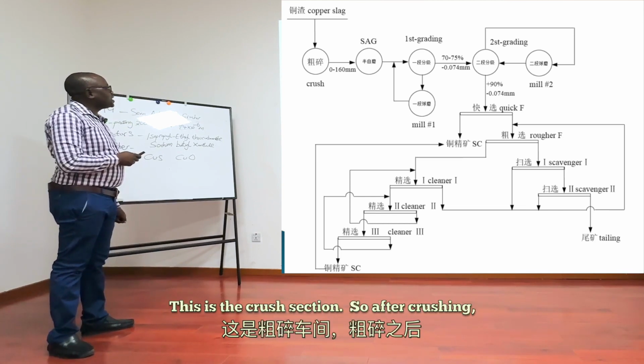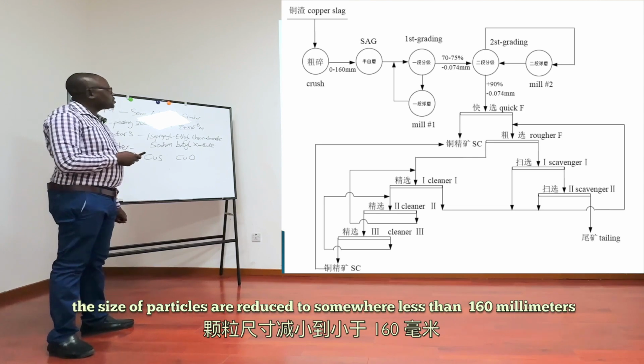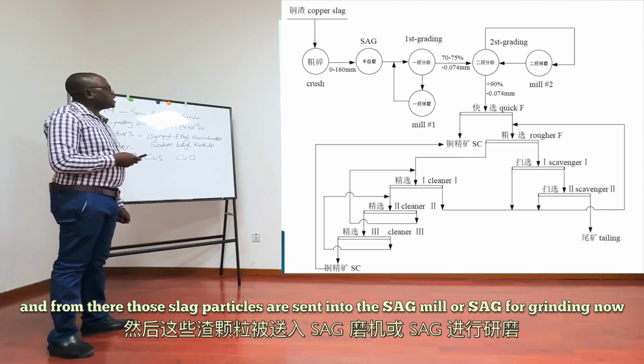This is the crusher section. After crushing, the size of particles is reduced to somewhere less than 160 millimeters, and from there those slag particles are sent into the SAG mill for grinding.